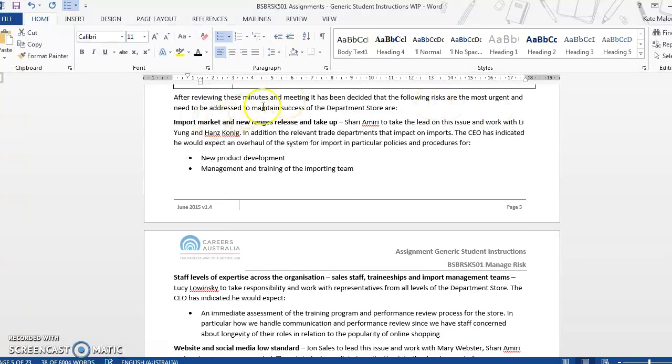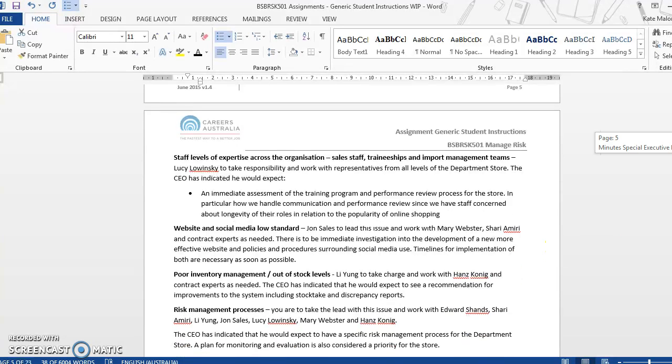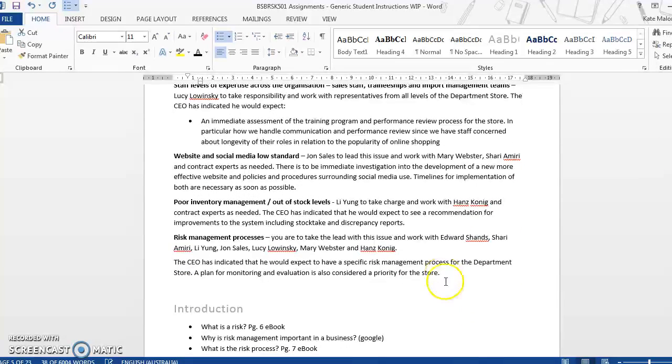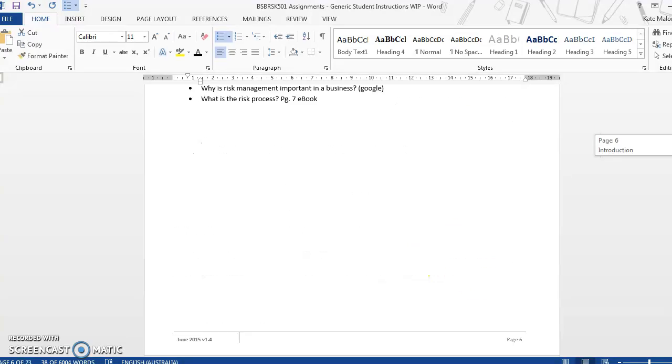So after reviewing these minutes, these are the things that were decided to be most urgent. So that's just what you've put into question 2. So you can go into more detail in question 2 if you want to.